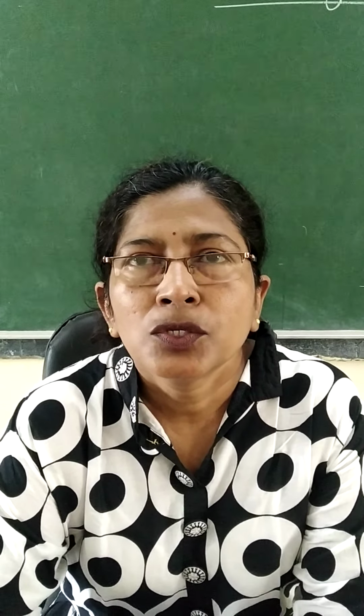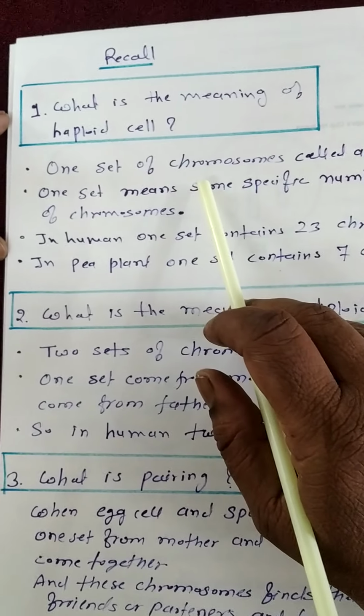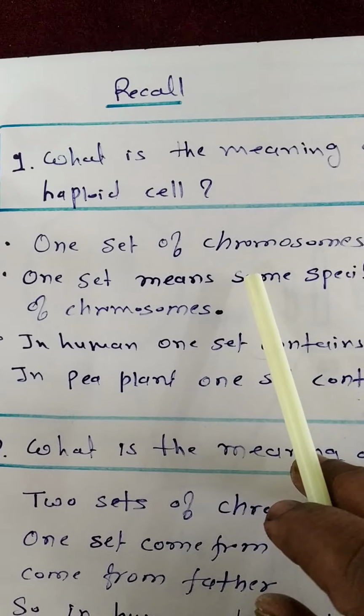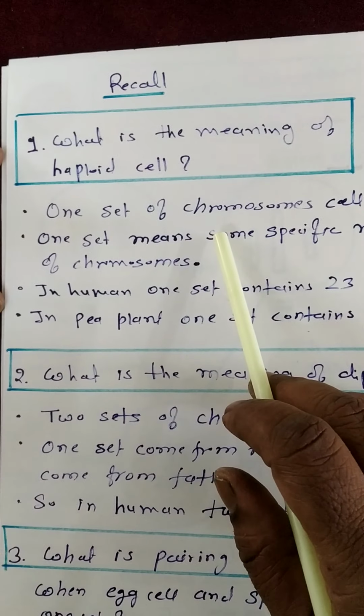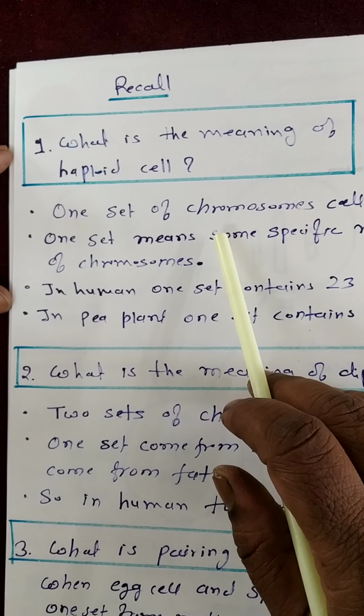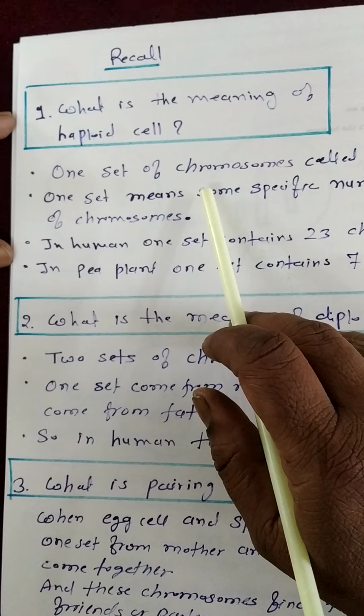Hello, good morning students. Today we will learn about homologous chromosomes. This topic is in continuation with DNA and chromosome. So let's see what are homologous chromosomes. So students, before going to homologous chromosome, we will recall some terms which we learned in the previous videos of DNA, chromosome, haploid and diploid cells.